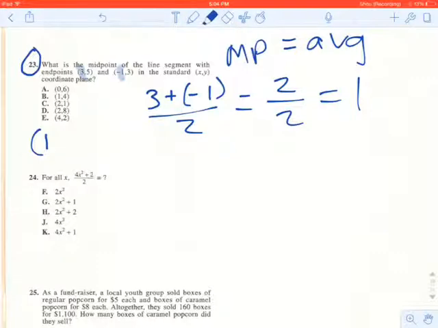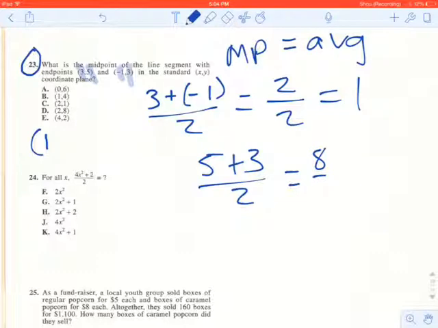And now we look at our y's. We have a value of 5 and a value of 3. So we take the average of 5 and 3. So 5 plus 3 over 2 gives us 8 over 2, which is 4. So our y value will be 4. And that makes sense, right? What's halfway between 5 and 3? It should be 4. That makes some logical sense, right? So our answer will be B, (1, 4).